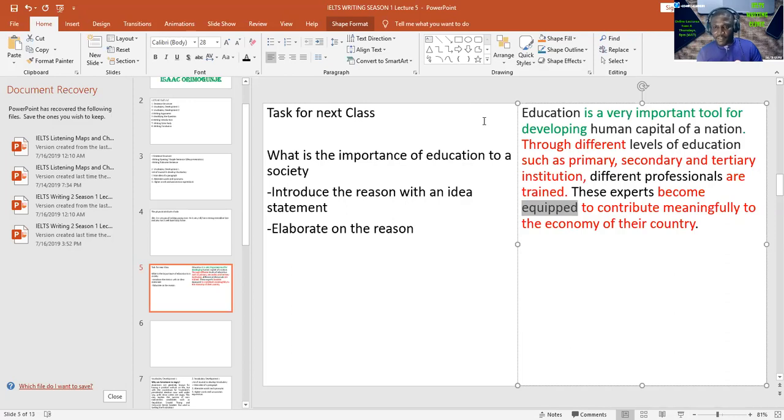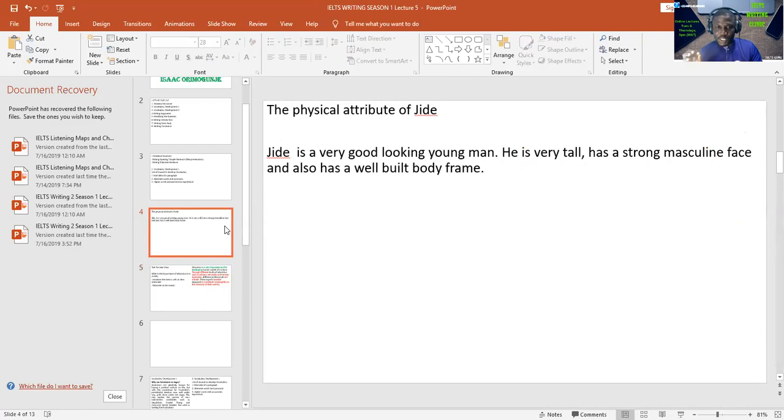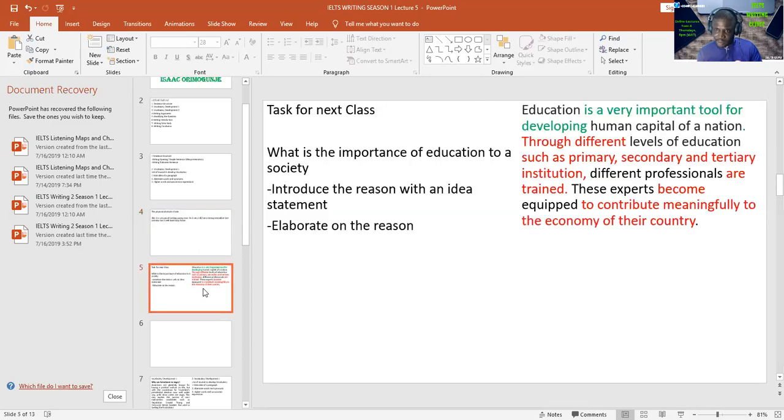Okay, so I have given an example of how to write your introductory statement. I have stated two now. I did a first one, which was simple. Jide is a very good looking young man. He is very tall, has a strong masculine face, and also has a well built body frame. That's my definition of Jide being good looking. I went and elaborated on the issue of good looking, tall, strong masculine face, body frame. So that's it. Then this one, I came to write a more advanced one. What is the importance of education? Education is a very important tool for developing human capital of a nation.